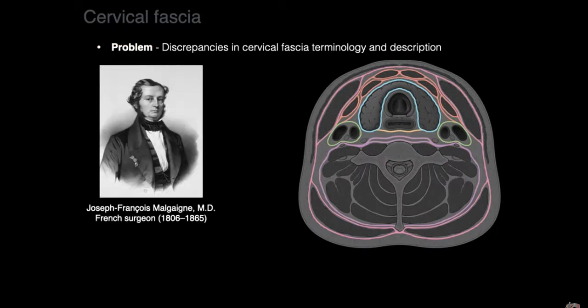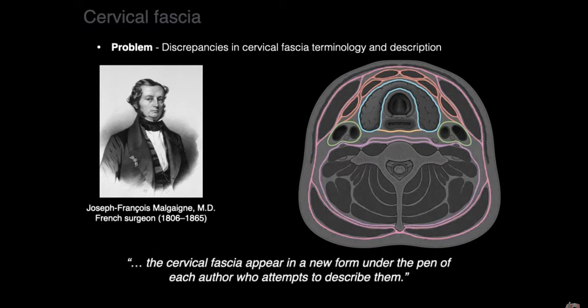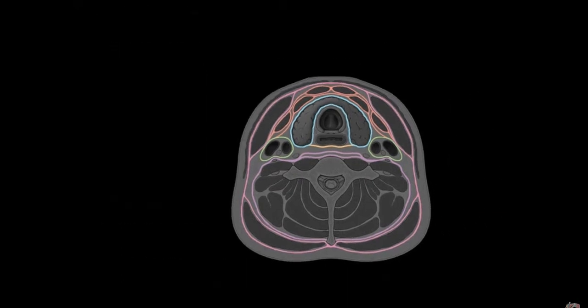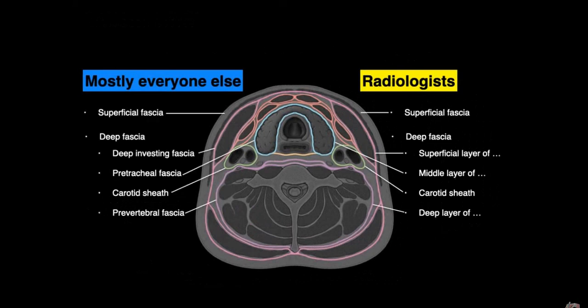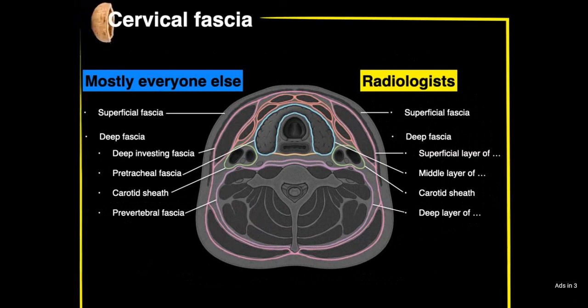There's this early surgeon named Joseph François Malgaigne who said, the cervical fascias appear in a new form under the pen of each author who attempts to describe them. Ugh, so frustrating. I totally get it. And back in the early 1800s and right to today, it's the same thing. So y'all just use this jargon. Mostly everyone else uses this jargon. And that, my friends, is the cervical fascia in a nutshell.